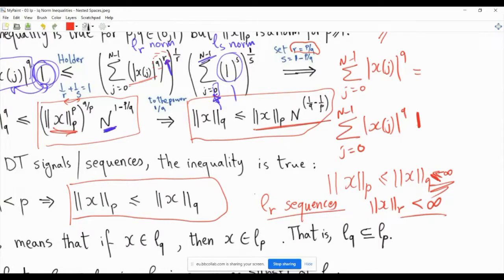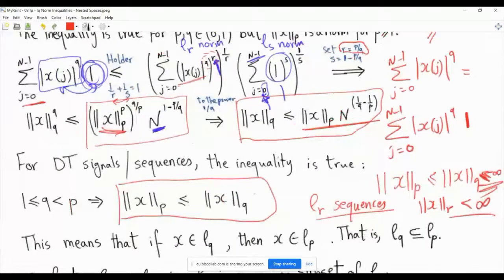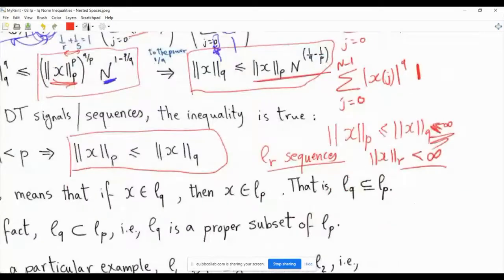So this case, of course, is not something we encounter in the finite case. Okay, so what does this inequality tell us? It tells us that, again, let me write it here, Q is less than P.